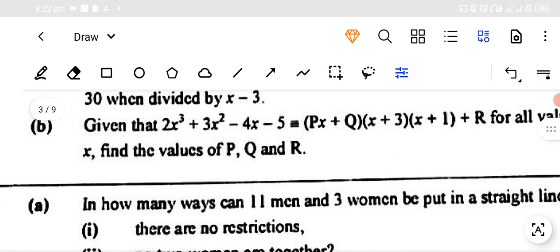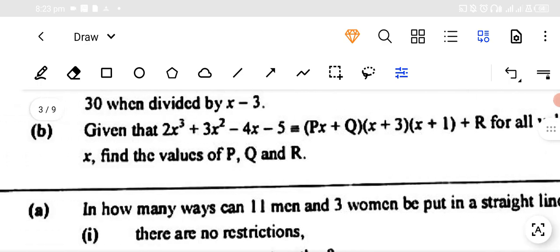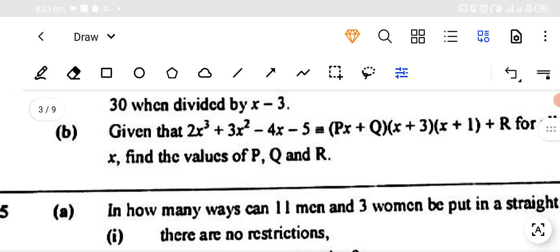Question 4b, this one is quite involving. Given that 2x cubed plus 3x squared minus 4x minus 5 is equivalent to (px plus q)(x plus 3)(x plus 1) plus r for all values of x, find the values of p, q, and r. This is carrying 4 marks.